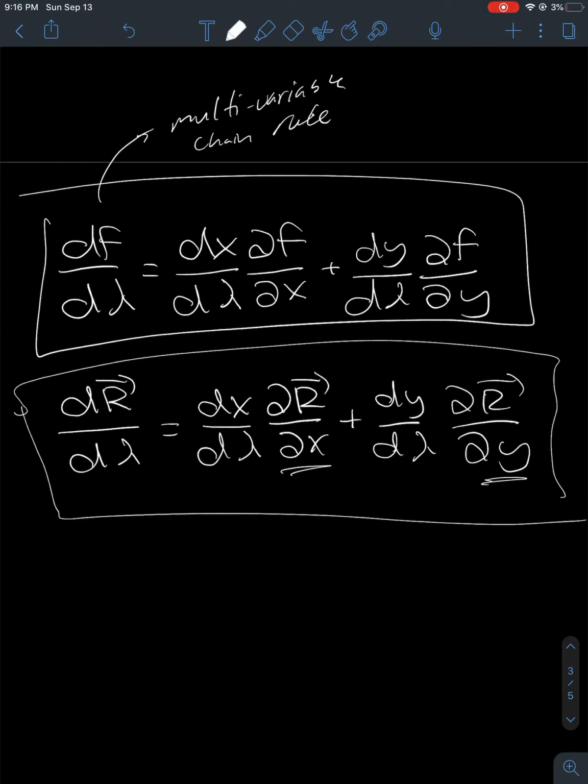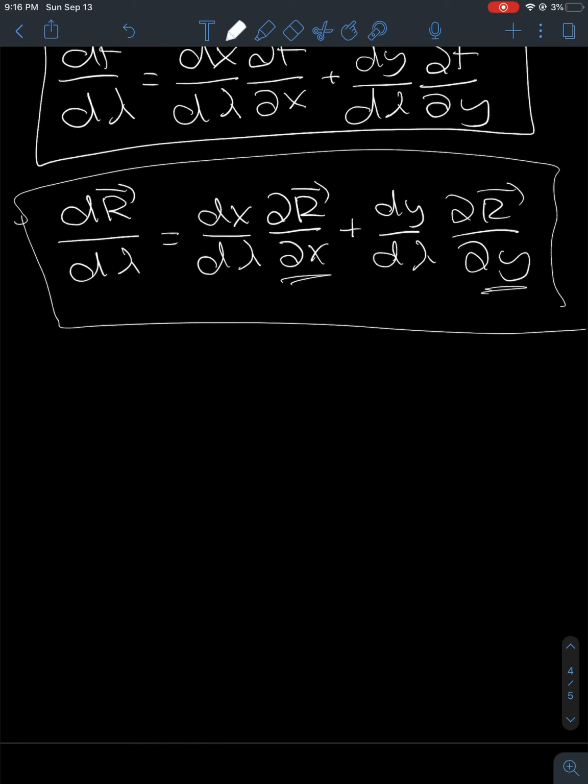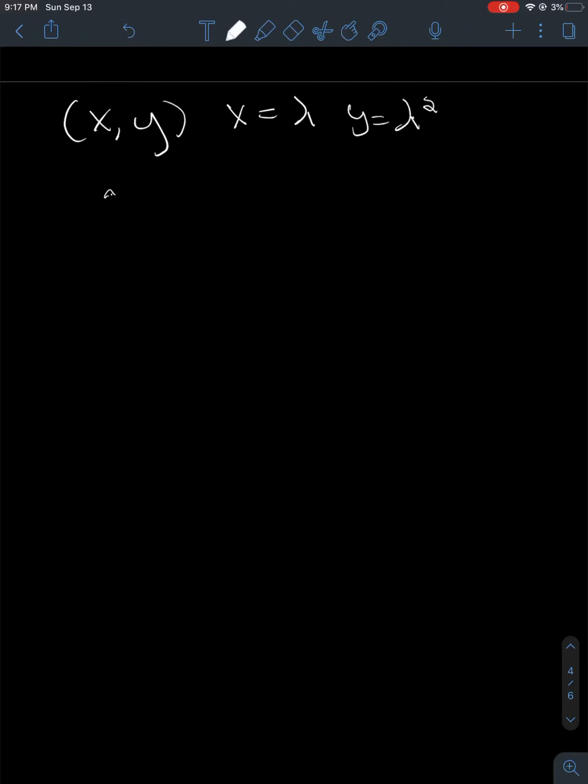So let's start using this new way of thinking of derivatives, and this new way of thinking of vectors, to our own use. Let's say that I have a coordinate system, the xy Cartesian space, where x equals lambda and y equals lambda squared. So y pretty much just equals x squared, and lambda is our parameter, of course. So let's first draw this graph.